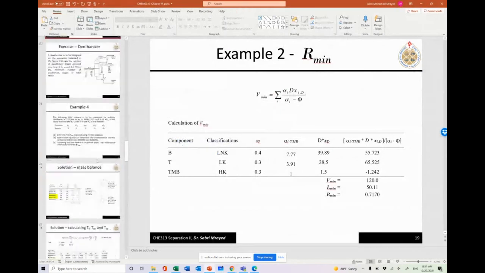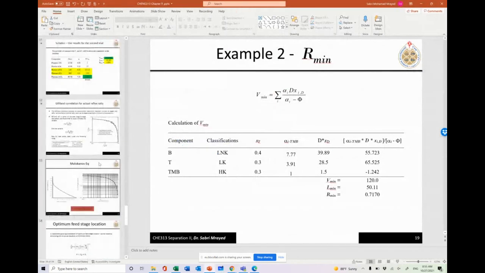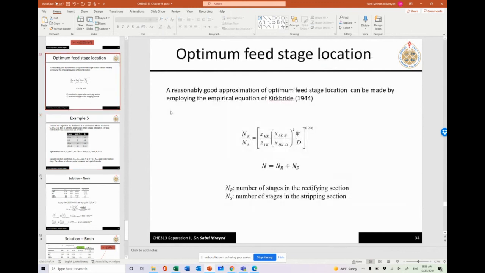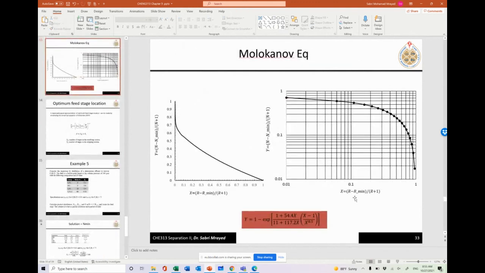So now I got R minimum and N minimum, and now I want to calculate N at R equal to 1.5 R minimum. All you have to do now is use this correlation here. Now you have R minimum, you get X. From X you can get Y. Now with Y, there's only one unknown in this, which is N, so you can get N.